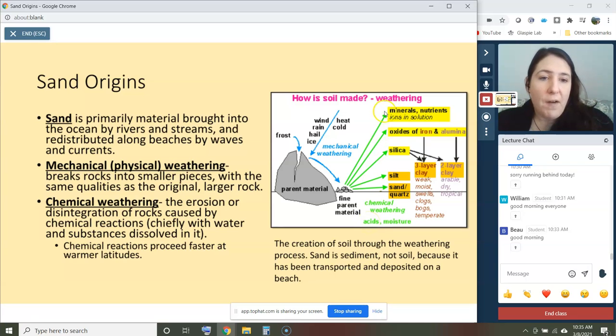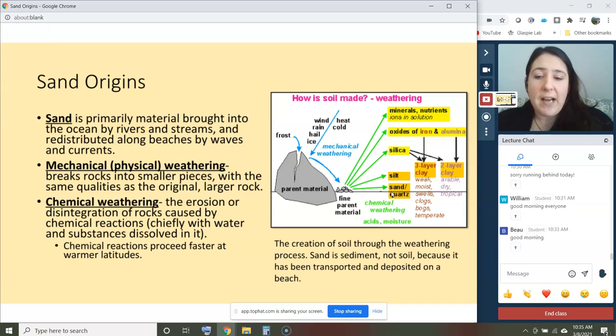And we get the following components. So we get minerals and nutrients, including things that can be dissolved in the water itself. We get iron and aluminum. We get silica, and iron, aluminum, and silica can form clays. We also get silt and then sand, which is made up mainly of the quartz that's found in the rocks. And so basically what I want you to know from this is that sand is one of the components that we get from chemical weathering.